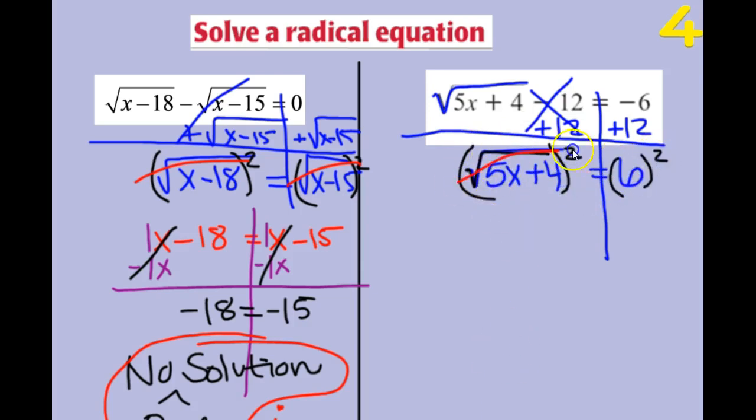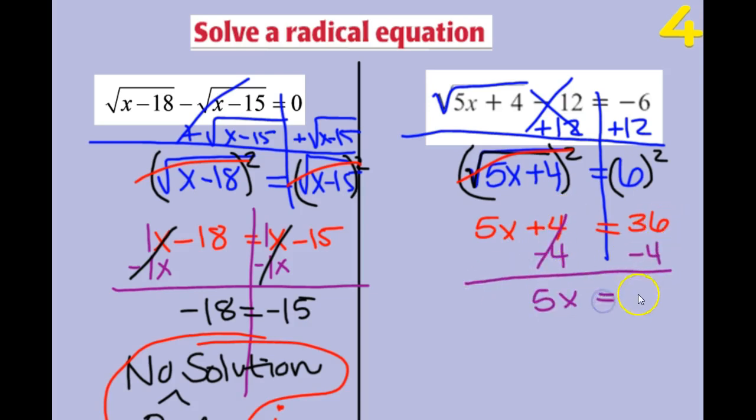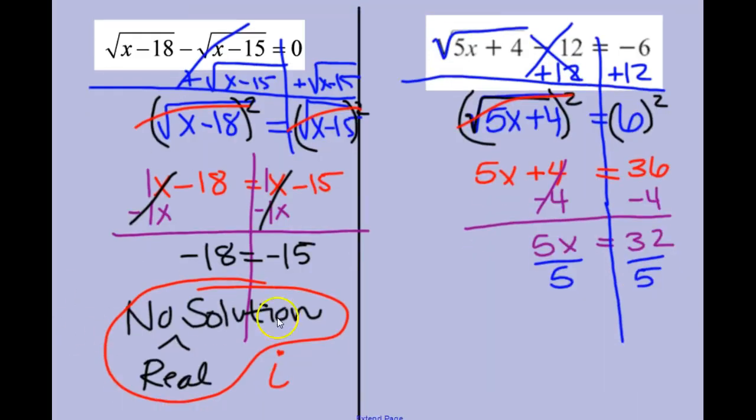So those cancel, and we have 5x plus 4 equal to 6 squared. 6 times 6 is 36. And then get x by itself. So subtracting 4, we have 5x equal to 32. And then divide by 5. So we get x equal to 32 divided by 5.